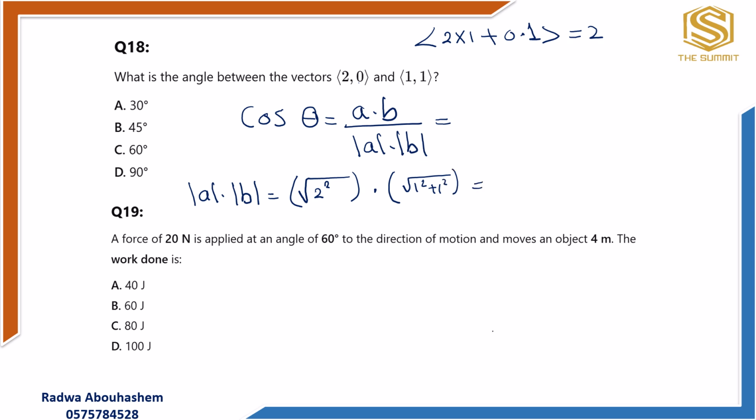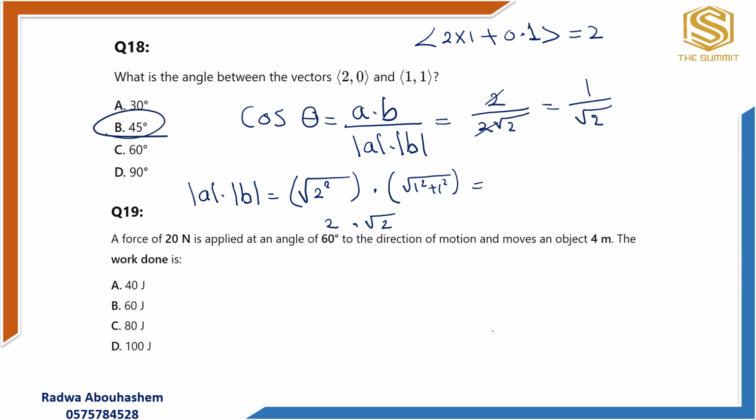So this is the square root of 4, which is 2, and 1 plus 1 is root 2. So this is 2 root 2. So it would be 2 over 2 root 2. So let's cancel. It would be 1 over root 2. So which angle has the cosine 1 over root 2? It's 45.